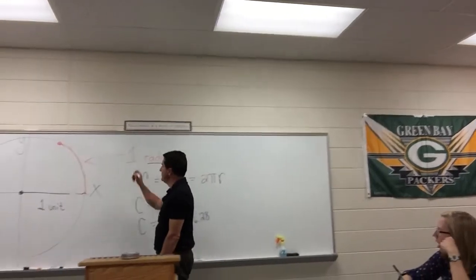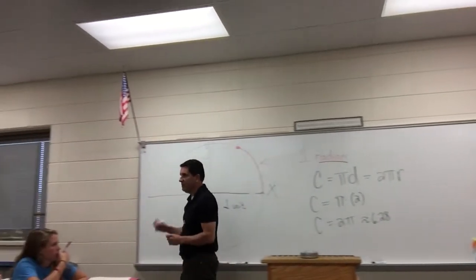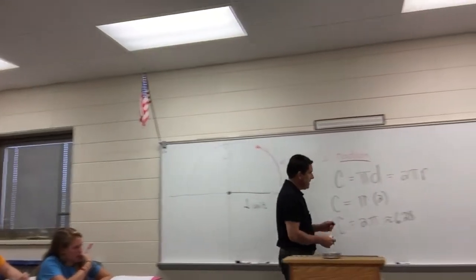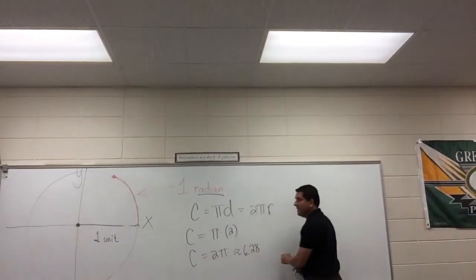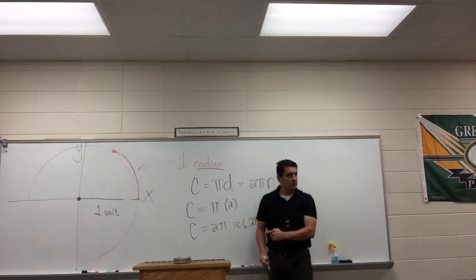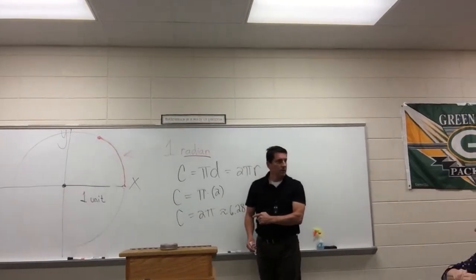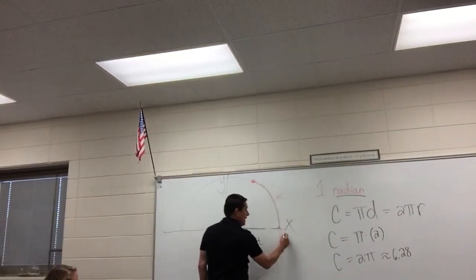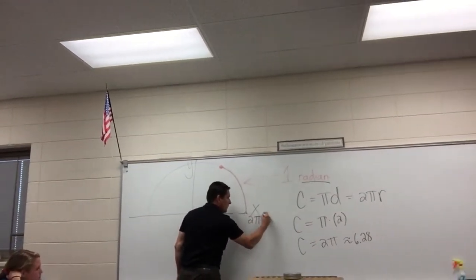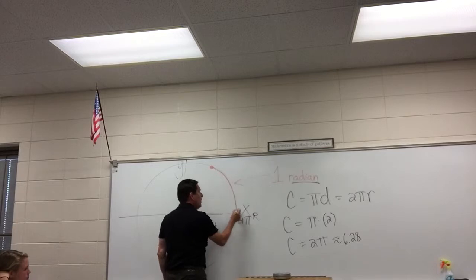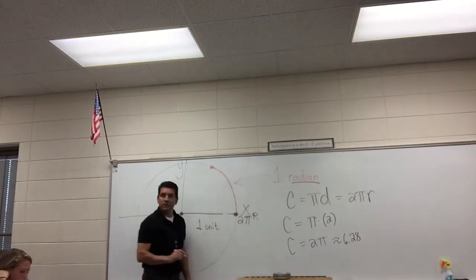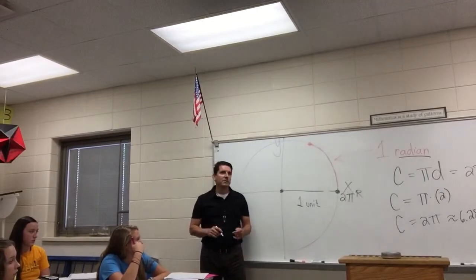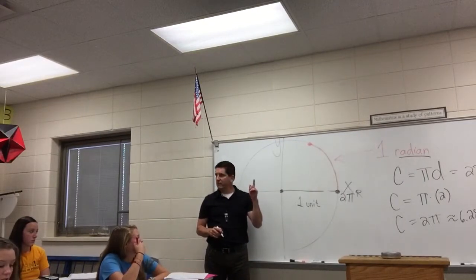If I said that this is 1 radian, which is 1 radian in length, that means I have 2 pi radians if I go all the way around the circle. So if I go once all the way around the circle, I have 2 pi radians. Make sense?